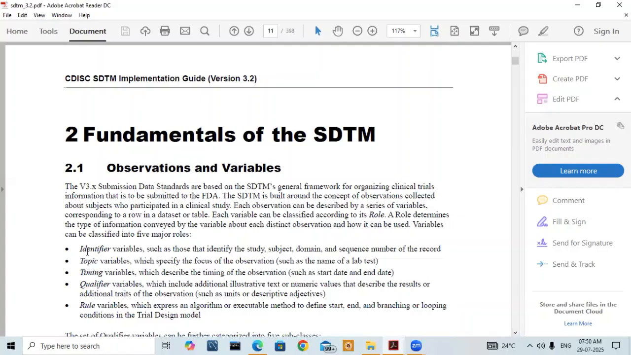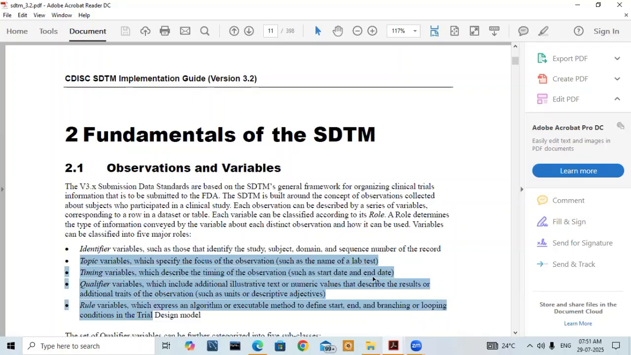These variables are basically divided into 5 categories. What are the 5 types of variables? The first type is identifier variables. The second is topic variables. The third is timing variables. The fourth is qualifier variables. And the fifth is rule variables. In the whole SDTM there are many variables in the vertical columns, but they are classified into these 5 types: ID or identifier, topic, timing, qualifier, and rule variables.